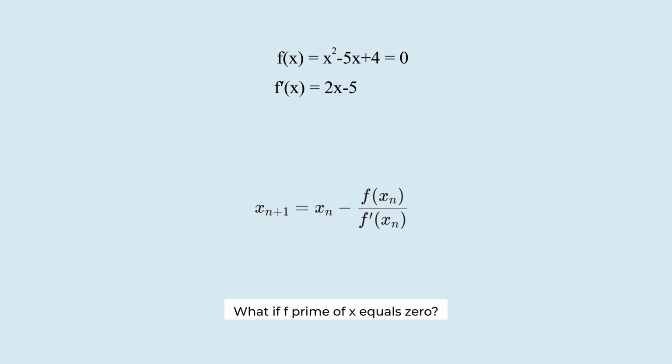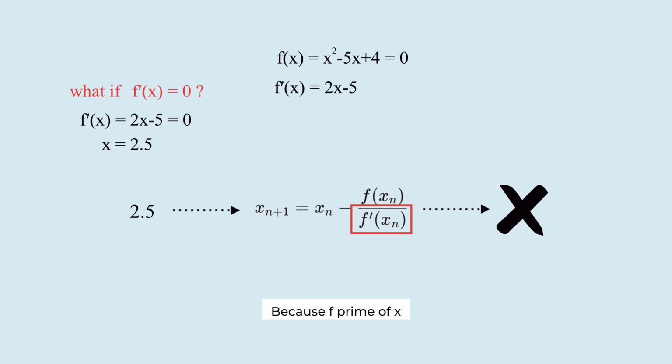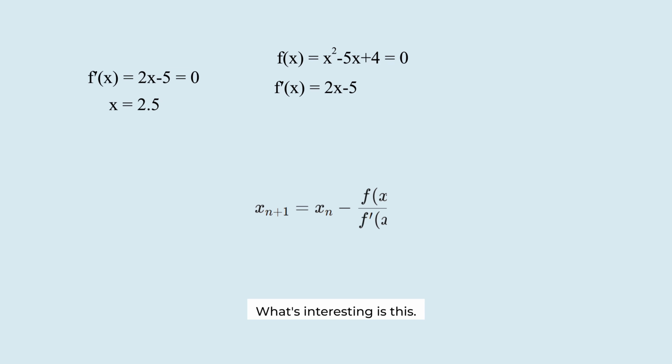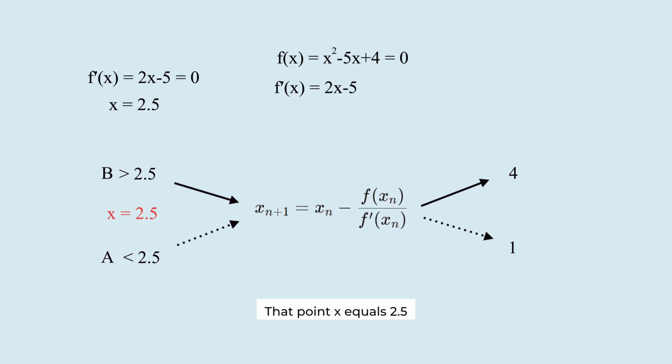But be careful. What if f'(x) equals 0? In our case, that happens at x equals 2.5. It doesn't work, because f'(x) is in the denominator of the Newton-Raphson formula. So avoid the point where the derivative vanishes. What's interesting is this. Pick a number less than 2.5, and the estimate converges to 1. Pick another number greater than 2.5, and the estimate converges to 4. That point x equals 2.5 acts like a wall, separating two parts.